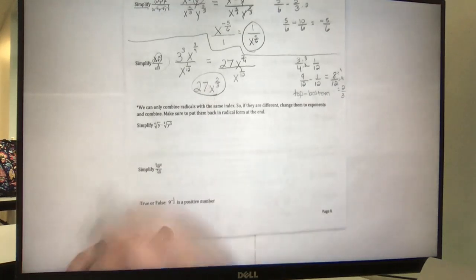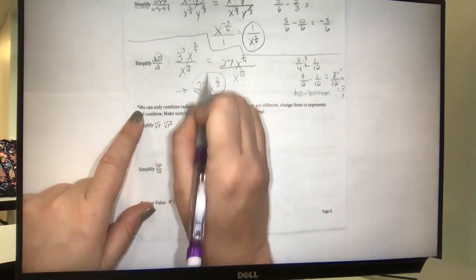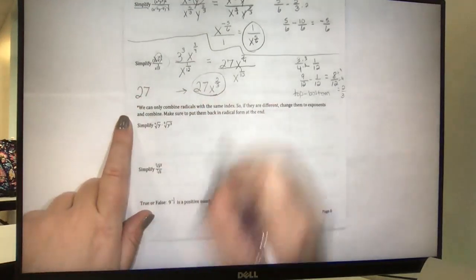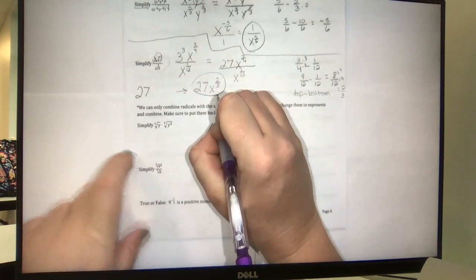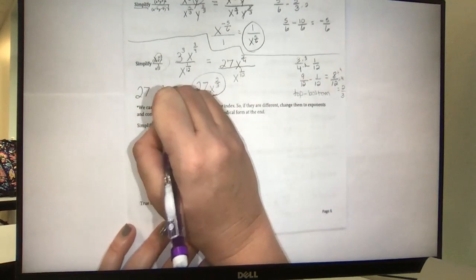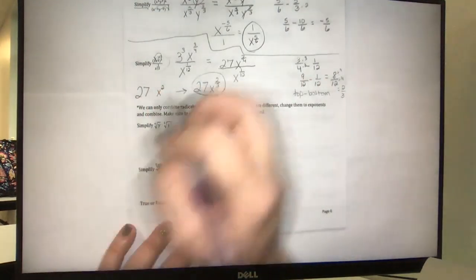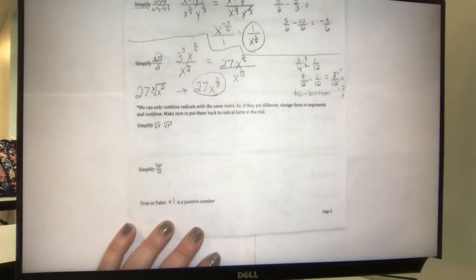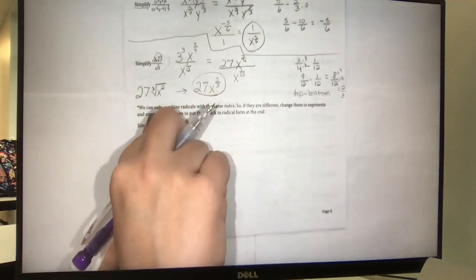If it said to put that in radical notation, then 27 does not have a fractional exponent, so it stays. The fractional exponent is on x. So let's see if we can remember how to put it in radical notation. Its exponent is 2. That's the numerator. What am I going to do with the 3 on the bottom? Perfect. That is your index. That would be 27x to the 2/3 written in radical notation.